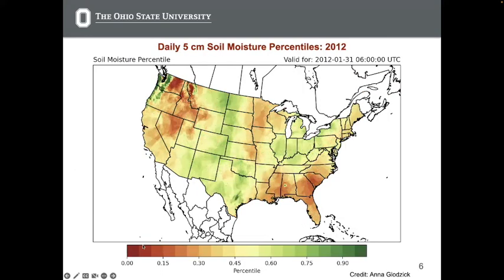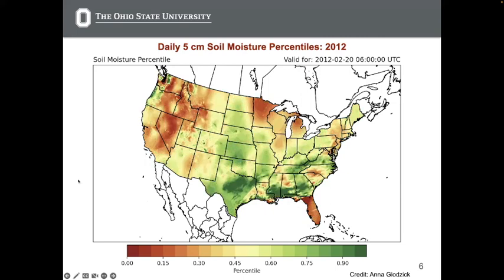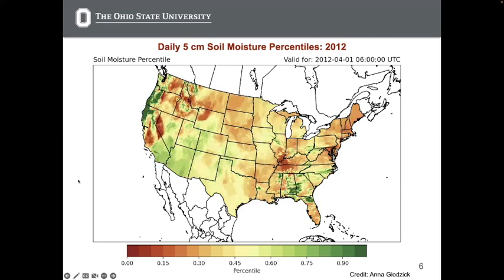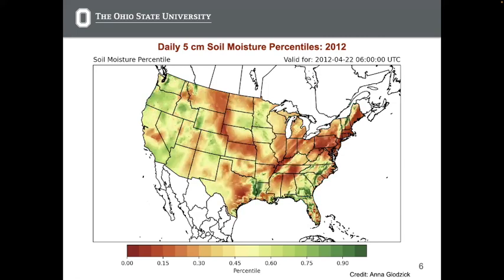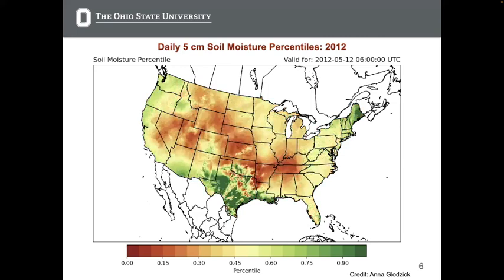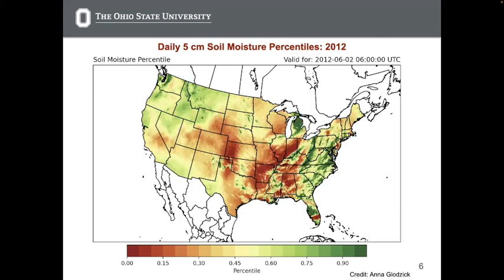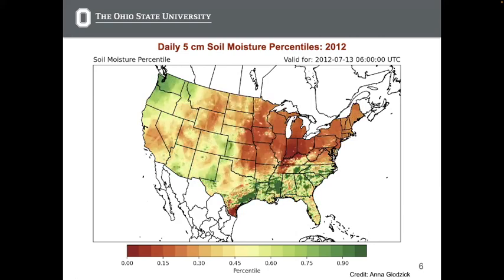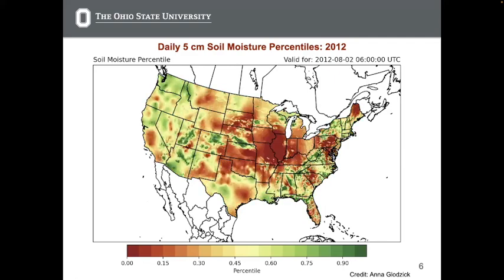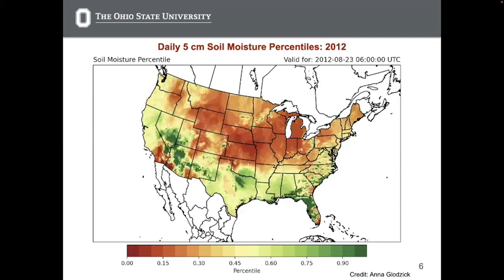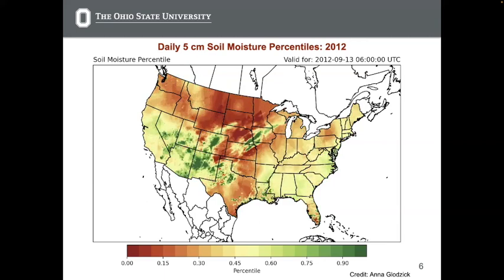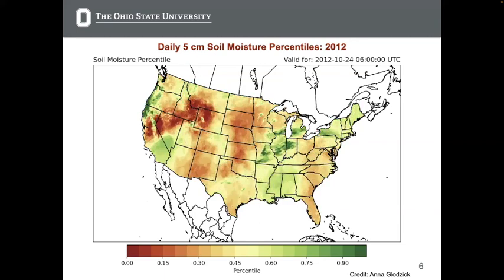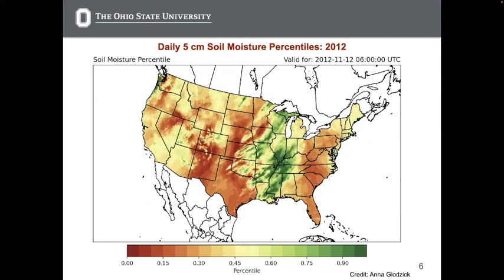And Anna created this cool animation for me. This is the 5 centimeter data, so it's going to be pretty variable. You can see when there's precipitation that occurs. This is for 2012. With the data now in NetCDF format, it allows you to visualize and also utilize these data to compare and contrast them to other data sets that exist, and to help us, again, validate and improve these data sets.